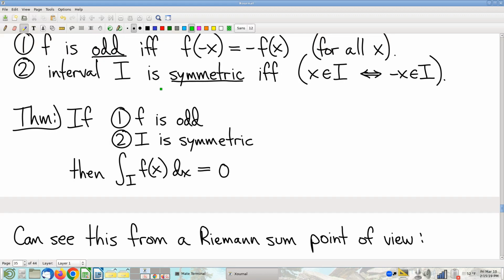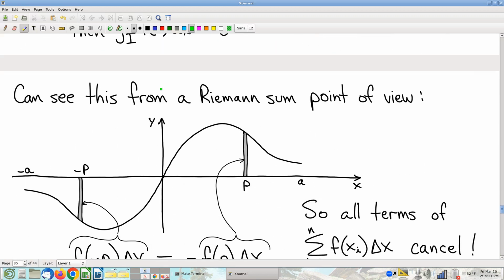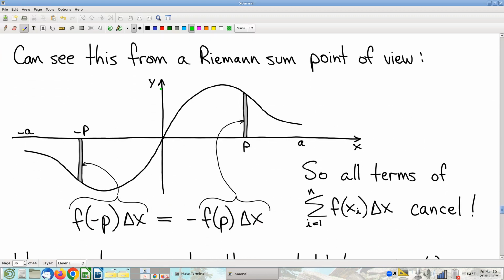Okay, so let's talk through it. Why does this work in single variable calculus? Well, here you have your symmetric domain, negative a to a. Keep in mind, you can think of this two ways. You can think of it as that these points are negatives of each other. I think it's better to think of it as an interval, which if you reflect it over the origin, doesn't change.